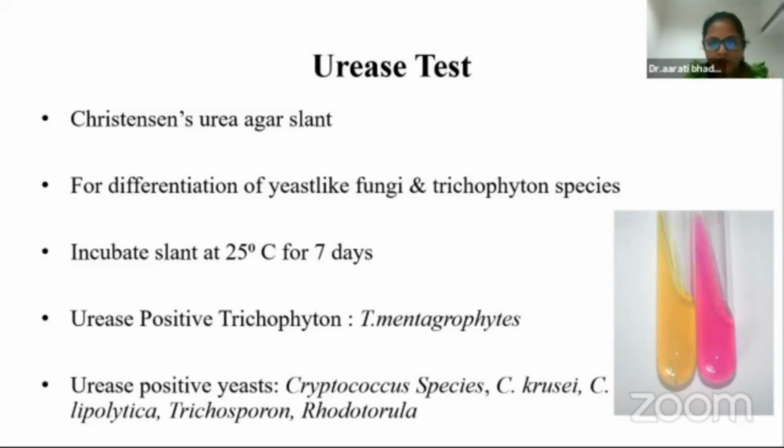Urease positive Trichophyton is T. mentagrophytes. Negative, and if it is negative, it will be T. rubrum. Urease positive yeasts are Cryptococcus species, Candida krusei, Candida lipolytica, Trichosporon, and Rhodotorula.